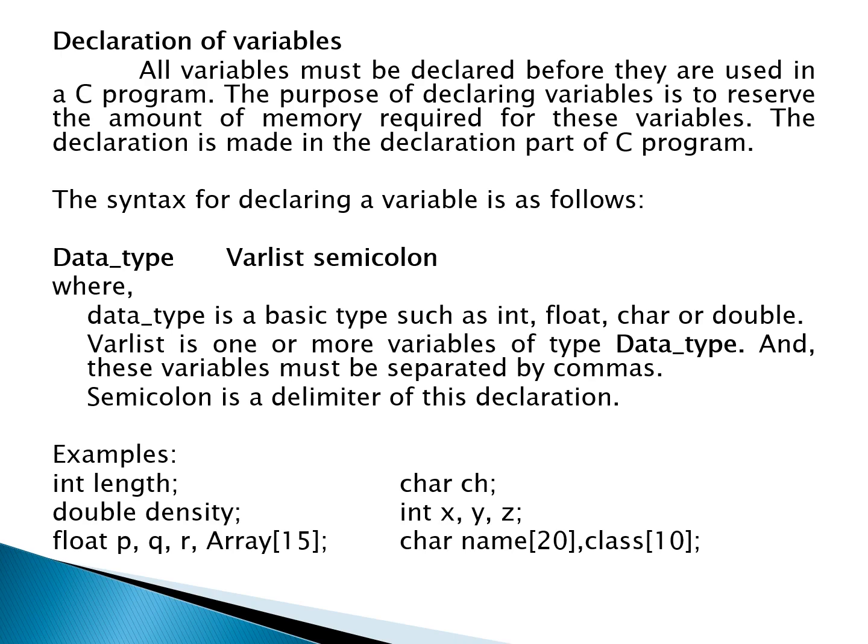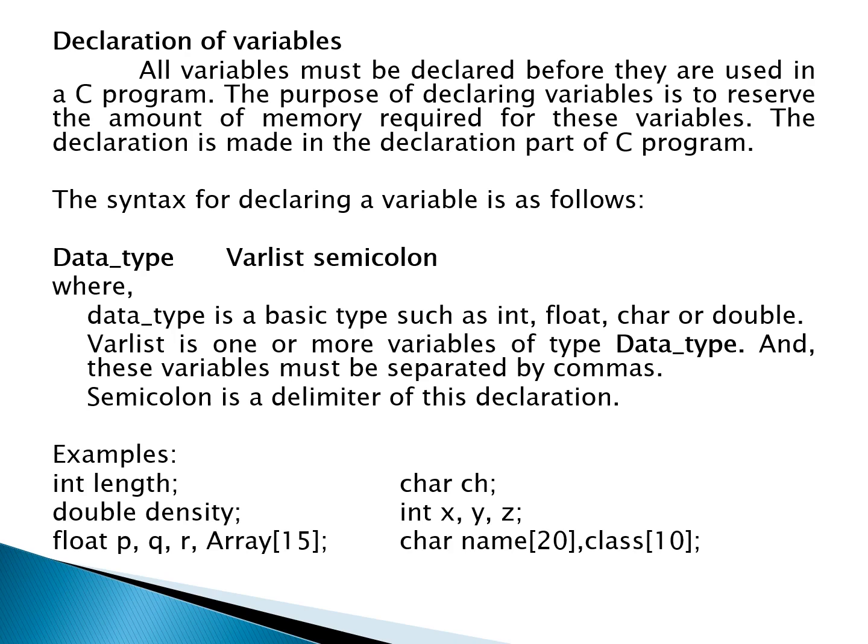This is nothing but we have declared four variables of type float. That means it can be used for storing real numbers, and the first three are regular float numbers, whereas array[15] is used for storing array elements. Then char name[20] comma class[10]. So this is a valid one. So name[20] is nothing but a string with a name, and it can store 20 characters including a null character.